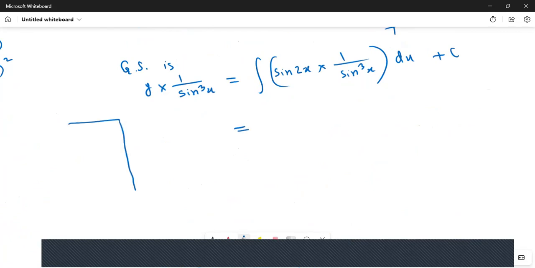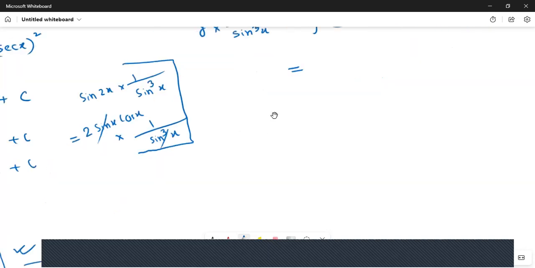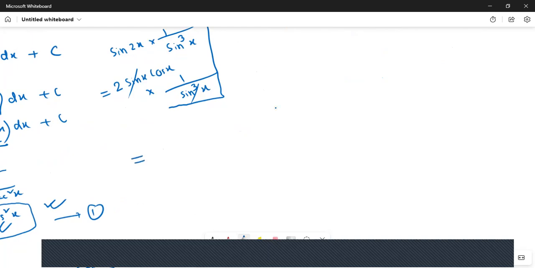If you do the calculation this side and directly write here, no problem, because there will be some calculation. Sine 2x into 1 by sine cube x. Sine 2x means actually what? 2 sine x cos x. So multiplied by 1 by sine cube x, one of these sine x will get cancelled. So finally, you are going to get 2 cos x by sine square x.